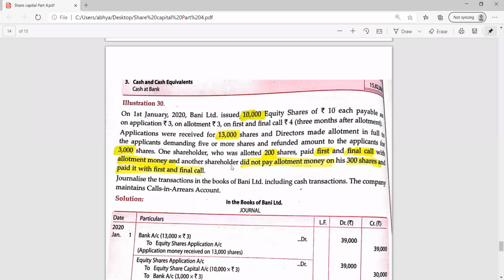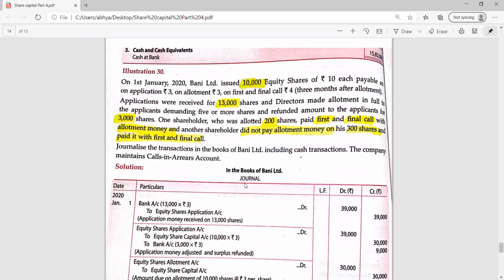So first entry, bank account debit to equity share applications. Yes, very good, Mitali, Tanmay, Saksham, very good. Naman, very good. So 13,000 applications we have received and the application money is 3. So 13,000 into 3, 39,000. Is the first entry correct? Yes. Then second entry, now we have to treat the oversubscription, and it is completely clear from the question that the shares are rejected. So the second entry is equity share application account debit with the same amount. The account will be opened with 39,000, so it will be closed with 39,000.